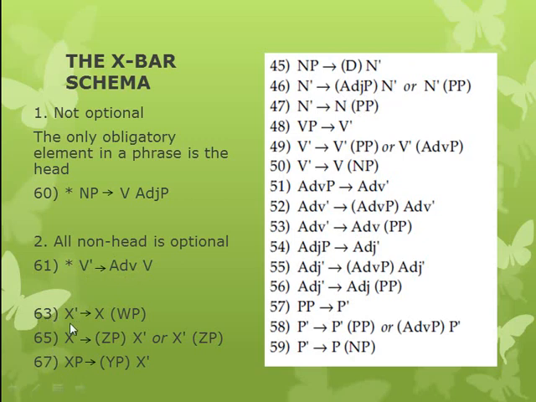Nah seperti di sini, dari sini maka kita memiliki rumus bahwa X bar consists of X and optional WP. X bar can consist of optional ZP and X bar, or X bar and optional ZP. And X phrase consists of optional Y phrase and X bar. Jadi dari ini semuanya bisa dijadikan rumus menggunakan X and Y. Seperti itu. Okay.